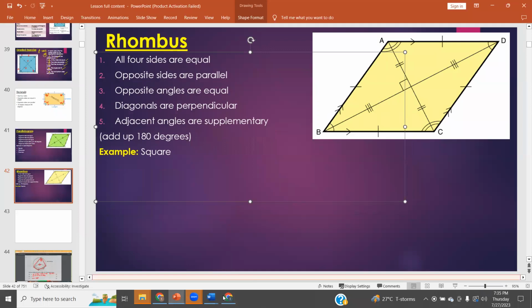The next thing we have is the trapezium or the trapezoid. I'm saying both of them are the same thing. That's just another type of quadrilateral.